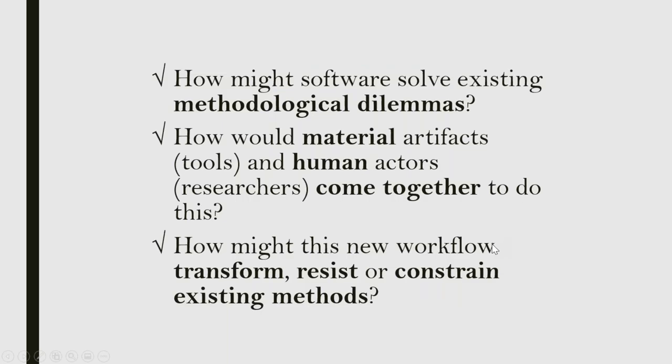So this does lead to our second set of reflexivity questions, which is how can qualitative data analysis software solve these methodological dilemmas? In what ways would human actors and material artifacts come together to do this? And how is this coming together going to alter our methods through transformation, possible resistance, or even constraining what we're used to doing traditionally?